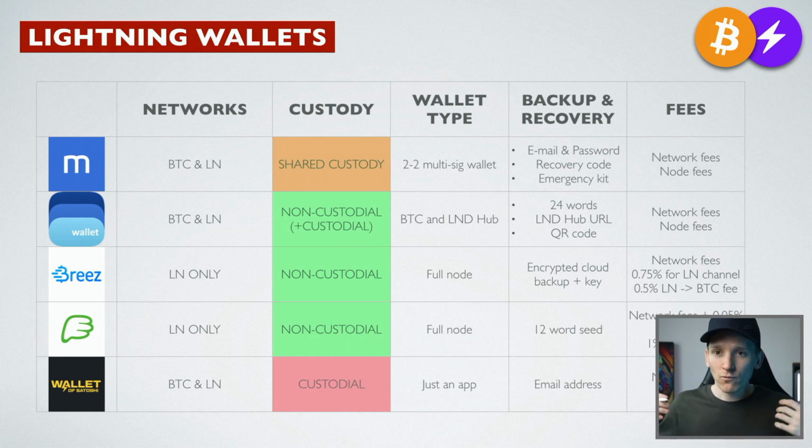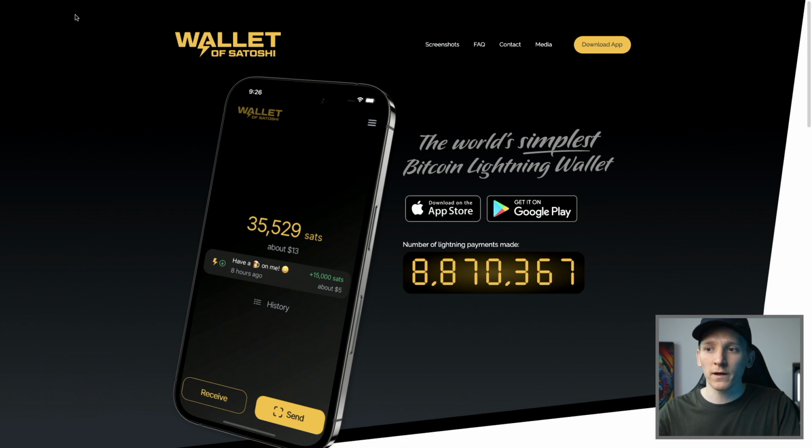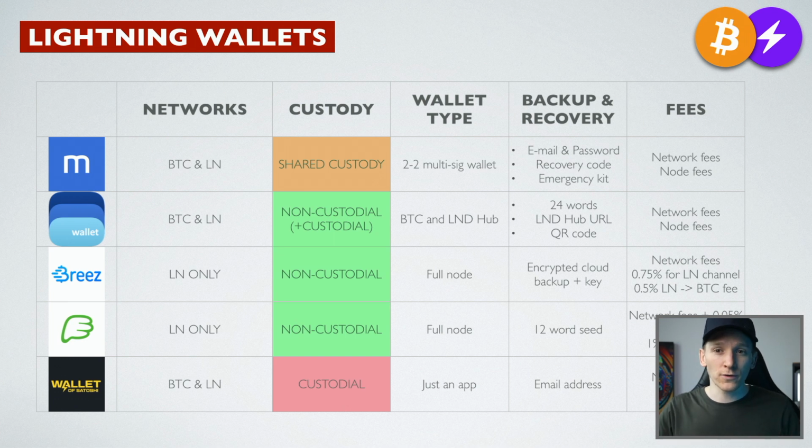Now, really the main differentiator here is custody. Like, how do they custody your assets? Is it custodial, meaning they actually run all the nodes in the infrastructure, and so they're basically owning your Bitcoin at that point, or is it completely non-custodial? So as we can see here, the most popular Bitcoin Lightning Network wallet is Wallet of Satoshi. It is the simplest to set up, but it is custodial, meaning that you're not having control of your assets.